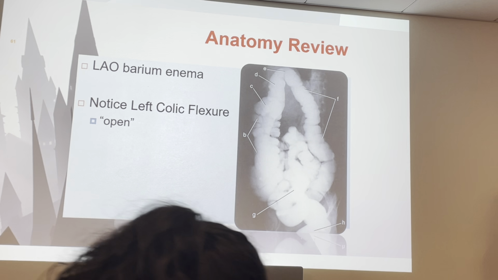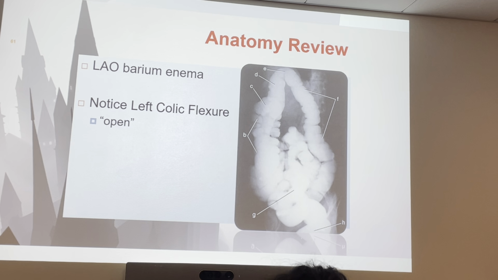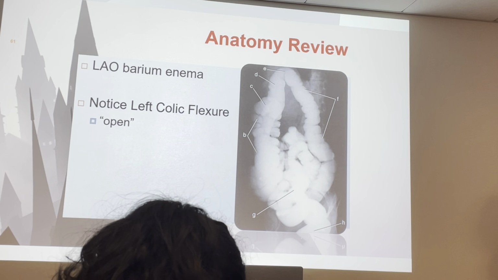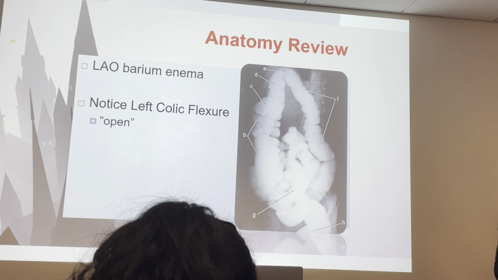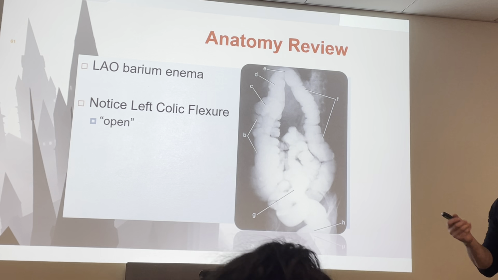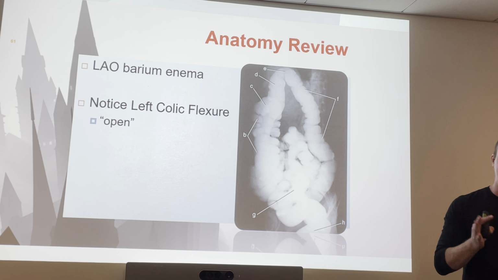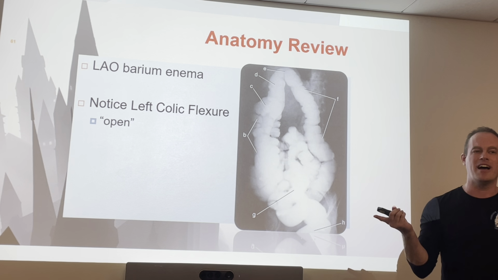We'll talk more about this in our next class because we're starting to run out of time. But the different obliques we do for barium enemas are going to open up specific flexures. For example, with the LAO, we're going to open specifically the left colic flexure. Now, it's not going to make sense right now because you're all burned out and done for the day.